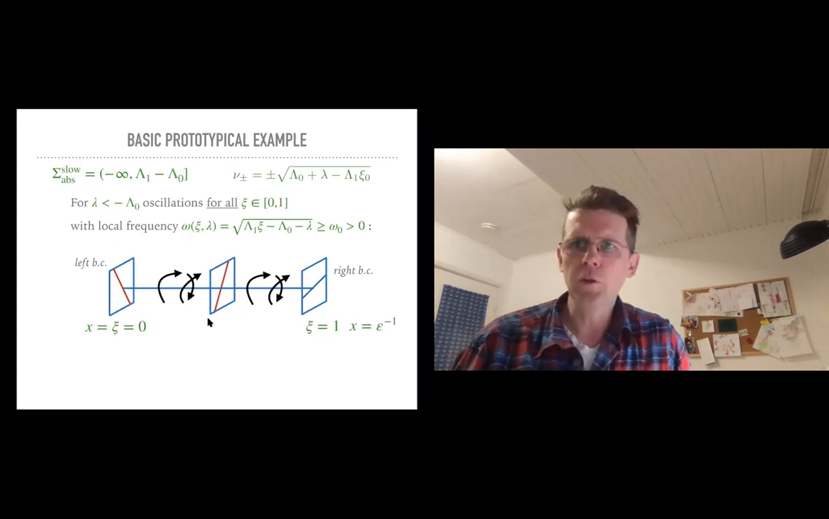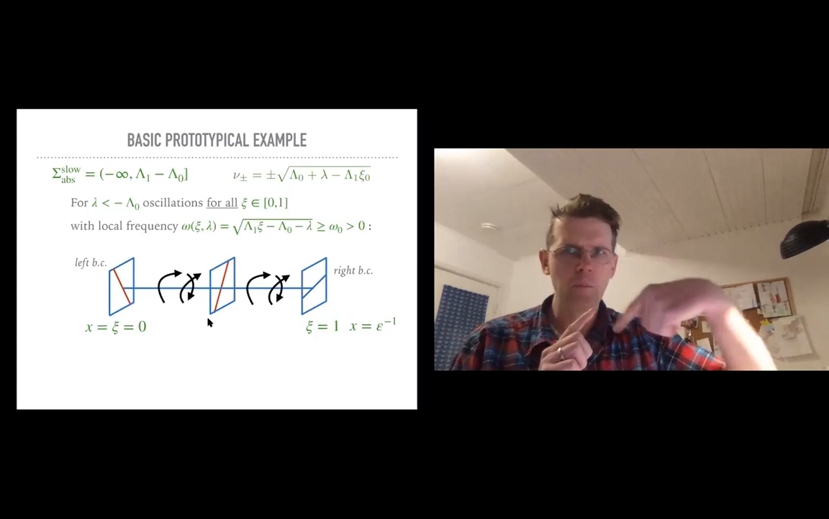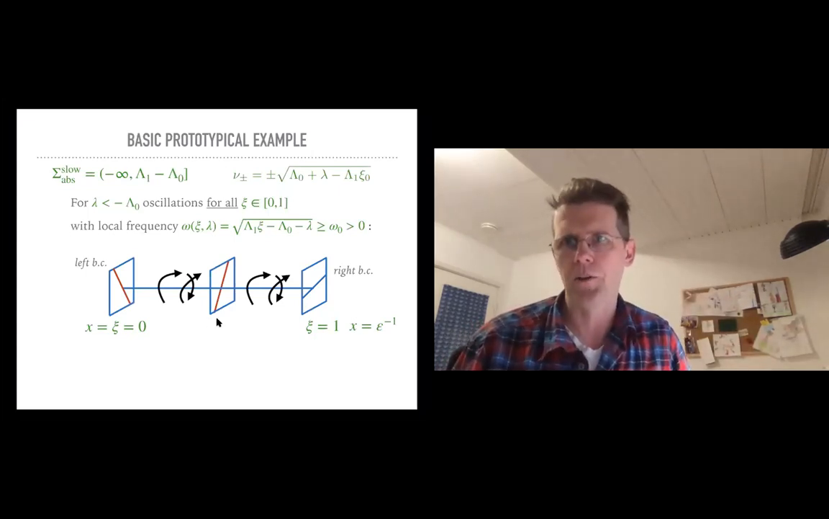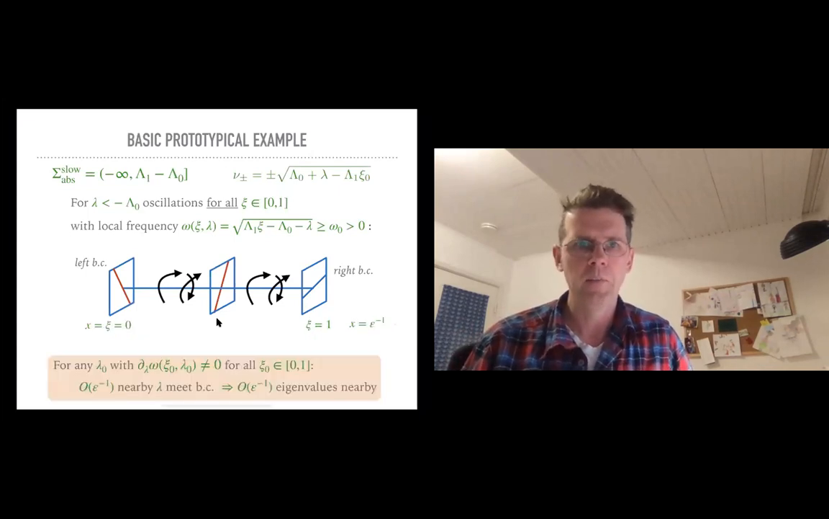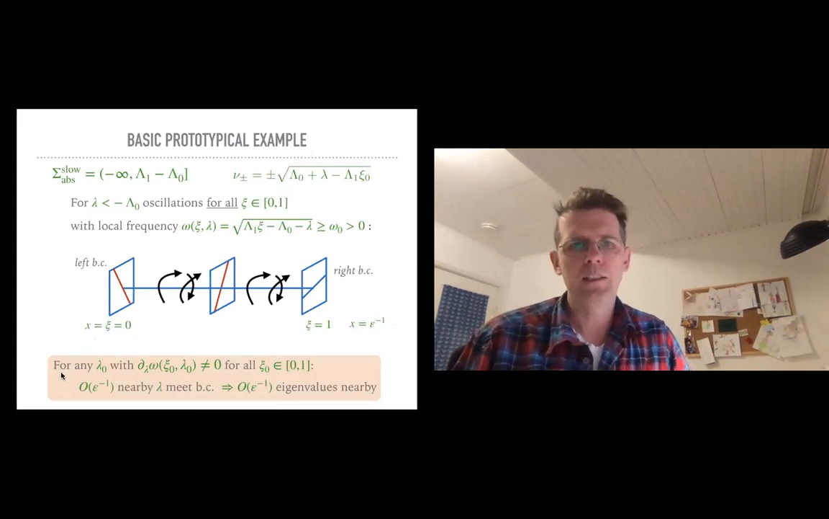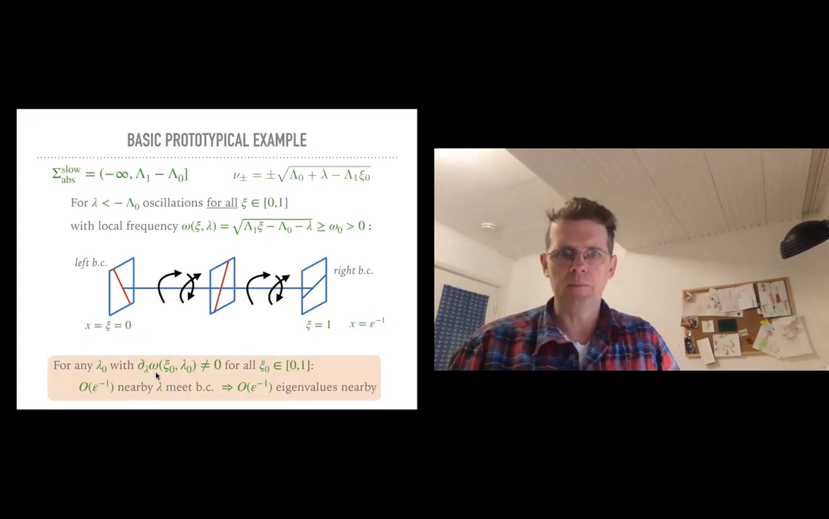And now, intuitively, it makes sense that because of all these oscillations, it should not be too hard to hit the boundary condition, to fulfill the boundary condition, and thereby generate an eigenvalue. And more specifically, and I'll explain more in a moment, one can state it like this. The condition that one actually needs is that these frequencies vary regularly with lambda.